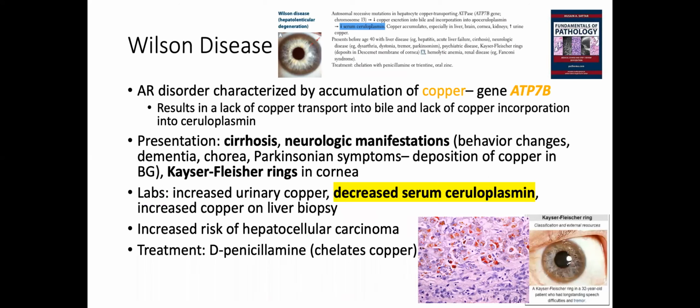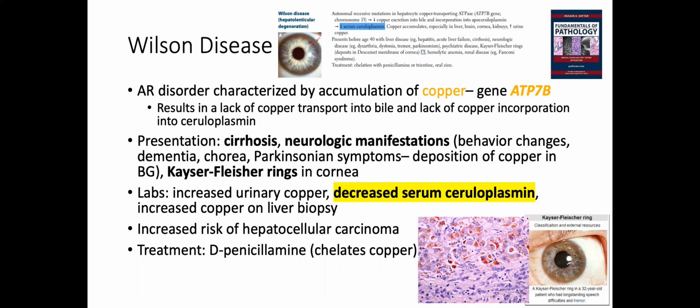Okay, Wilson's disease. I have two stories for this one, but it is an autosomal recessive disorder characterized by accumulation of copper, and the gene is ATP7B. It's a mutation in the hepatocyte copper-transporting ATPase, and that's why ATP is in the gene's name. So the copper is not going to be transported into the bile, and it's not going to be incorporated into the ceruloplasmin. So presentation is going to be cirrhosis and then neurologic manifestations as they get worse.